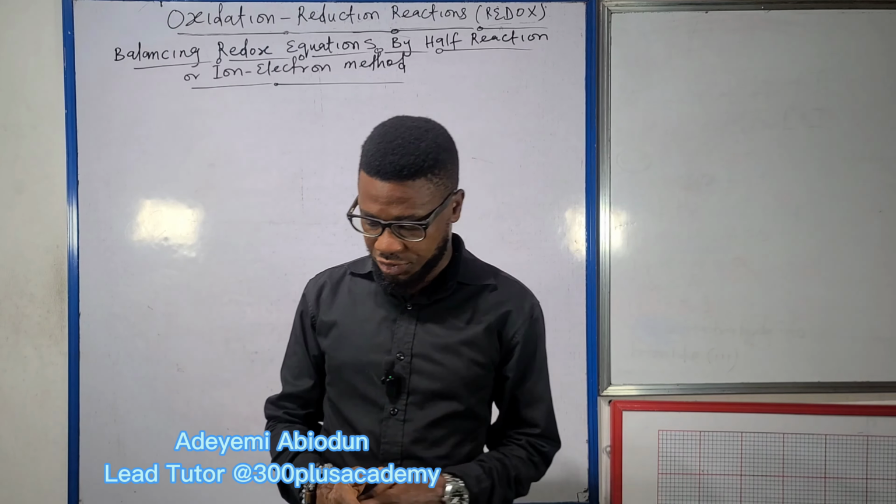Still on the subject chemistry, still looking at redox reactions, but this time around, we'll be looking at how to balance redox equations by what we call the half reaction method or ion-electron method, talking about this method of balancing redox equations. This is very, very common with O-level exams like WAEC, NECO, and the likes.